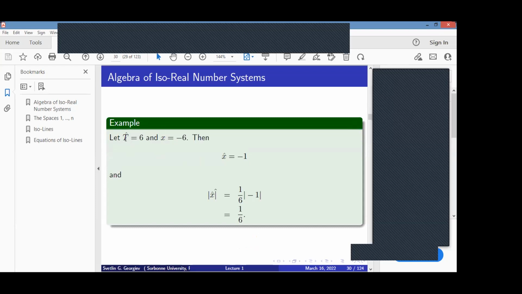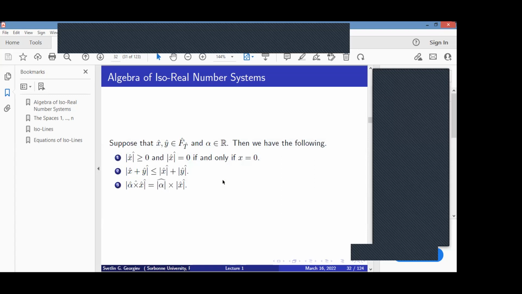If we take the isotopic element to be equal to 6 and the real element to be equal to -6, the classical modulus is equal to 6, but the isomodulus is equal to 1 over 6. Again, we see the differences between isomodulus of iso numbers and modulus of iso numbers. If we consider the next example, the isotopic element to be equal to 5, the real element to be equal to -10, then the classical modulus is equal to 10, but the isomodulus is equal to 2 over 5. We see again differences.